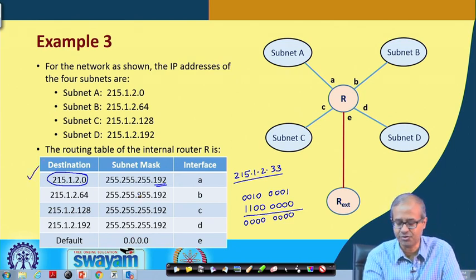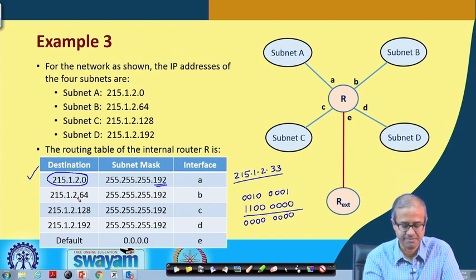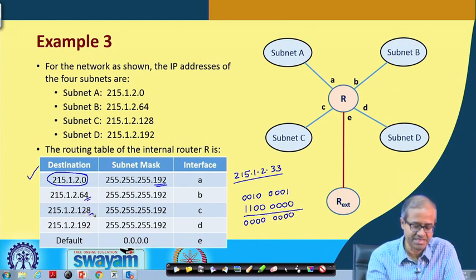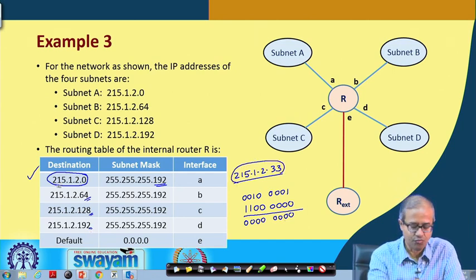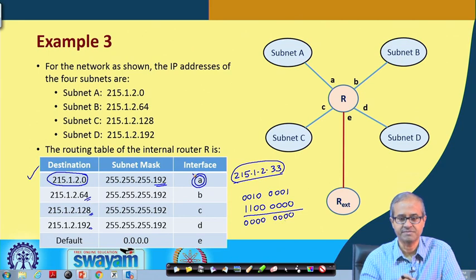Let us look at the second row and see what happens. The second row has 64 here. The mask is the same. Because we are getting 0, there will be no match, this is 64. The third row also has 192, same thing, this is 128, this is 192. So, there will be no match in any other rows. So, this first packet will get a match with the first row and it will be forwarded to interface A. This is for the first packet, right.